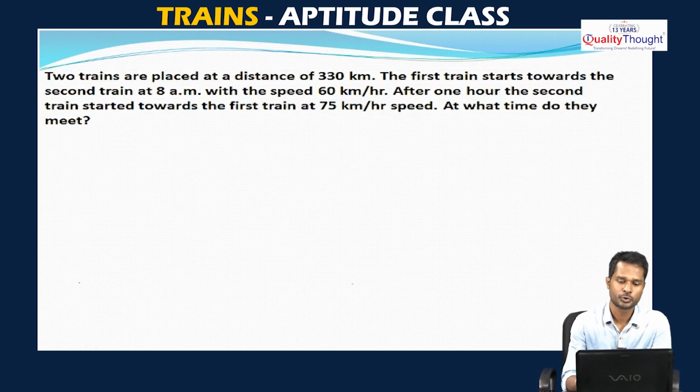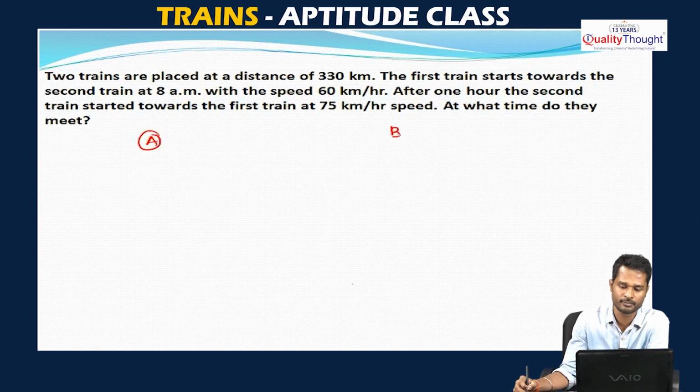Okay, the question says two trains are placed at a distance of 330 kilometers. The first train starts towards the second train at 8 am with the speed 60 kilometers per hour. After 1 hour, the second train started towards the first train at 75 kilometers per hour speed. At what time do they meet? That is the question. See, assume the first train started from place A to B, and the distance between the two places he has given, which is 330 kilometers. I will write here 330 kilometers.